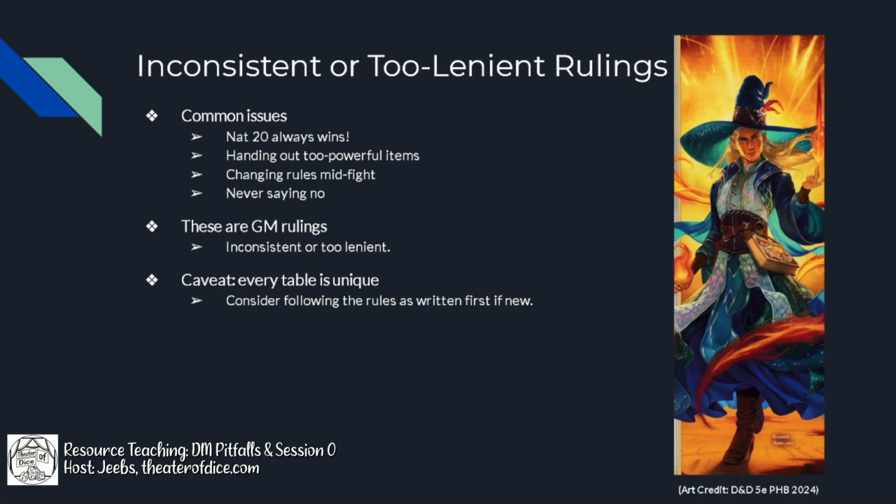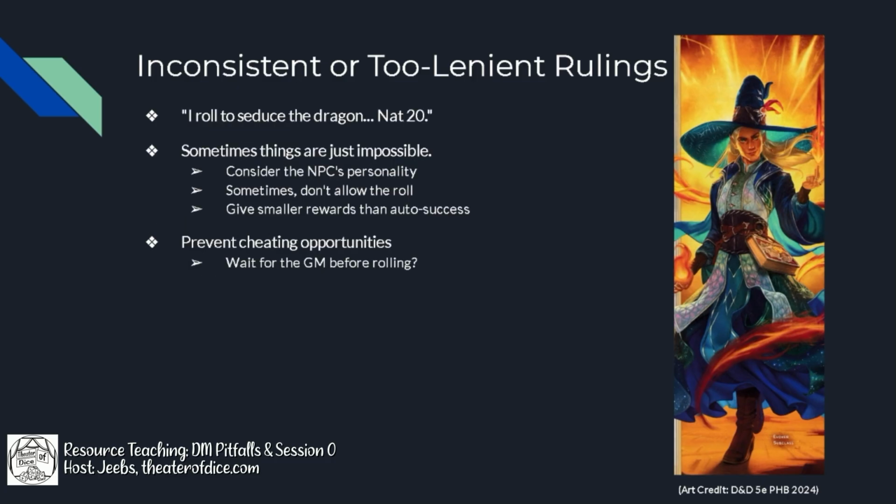All of these deal with GM rulings. These can easily pass into the territory of inconsistent or too lenient. Every table is unique, and with care, some of these may actually work well, but before you start doing things that are difficult to work with, consider following the rules like they're written first. So let's talk about each of these.